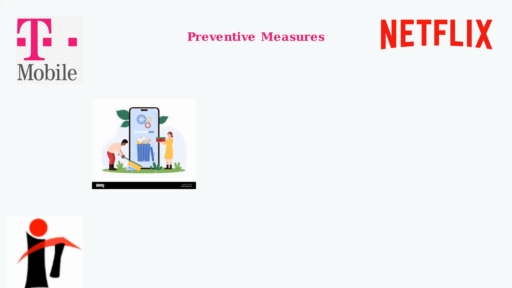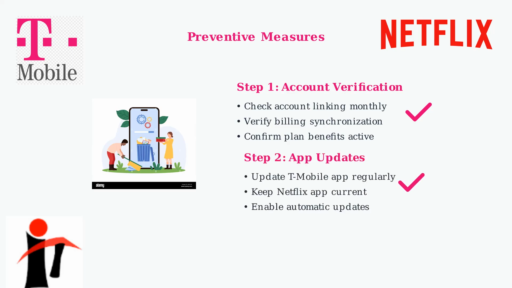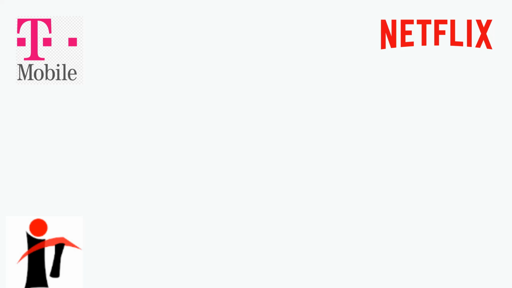Prevention is key to avoiding streaming problems. Regular maintenance of your accounts and apps can prevent many common issues before they occur. Regularly verify that your Netflix and T-Mobile accounts are properly linked. Account synchronization issues can cause unexpected streaming problems or billing discrepancies. Keep both your T-Mobile and Netflix apps updated to the latest versions. App updates often include bug fixes and performance improvements that can resolve streaming issues.